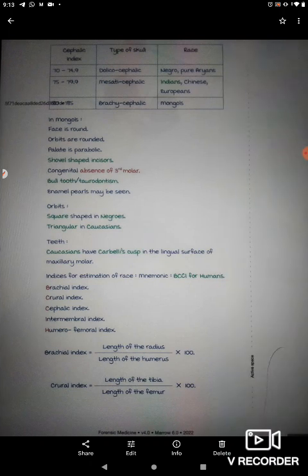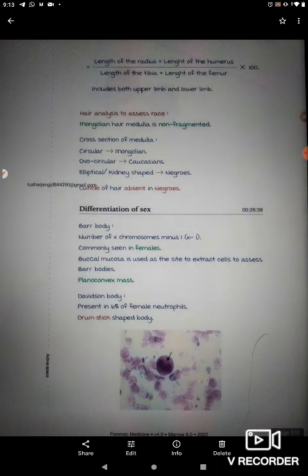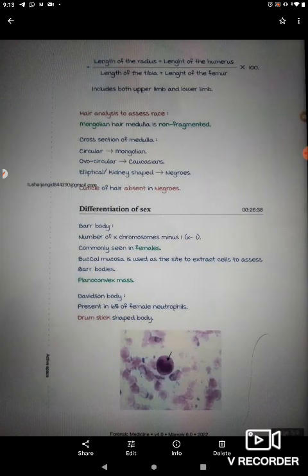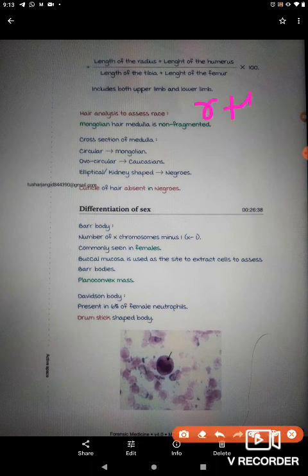And what is the next index name? It is the intermembral index. The intermembral index is the length of radius plus length of humerus, divided by length of tibia plus femur, into 100. It includes both the upper limb and lower limb.